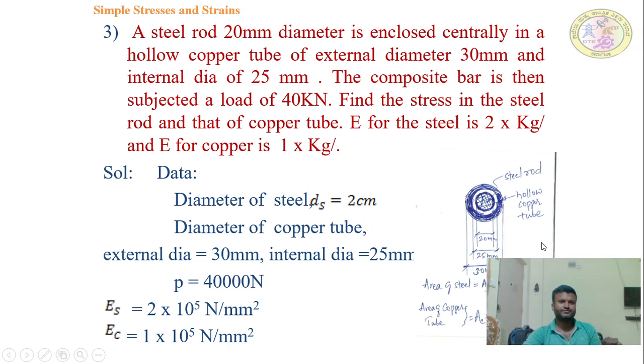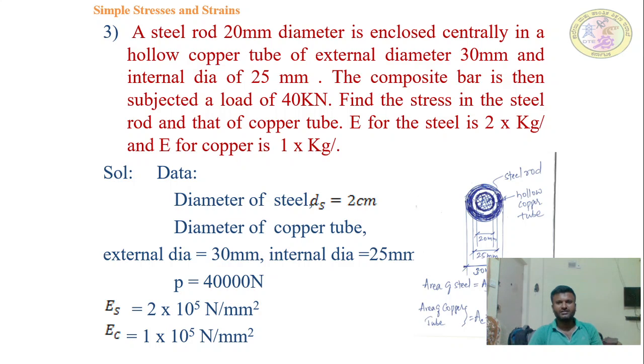Okay, this is a steel rod 20 mm diameter enclosed centrally in a hollow copper tube of external diameter 30 mm and internal diameter 25 mm. The composite bar is then subjected to a load of 40 kN. Find the stresses in the steel rod and the copper tube.